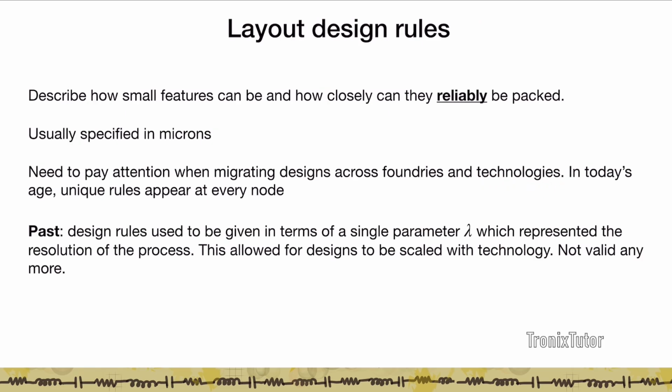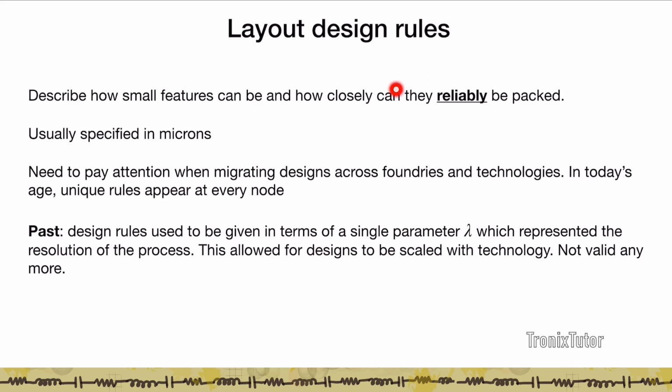Now, as you've seen in the process flow, each and every layer that we have used in lithography has to be aligned very carefully with subsequent layers. Otherwise, it's possible that the transistor may not function because the transistor may not be created reliably. So, what are layout design rules? Layout design rules is a document that sets how small features can be and how closely they can be reliably packed so as to create a transistor.